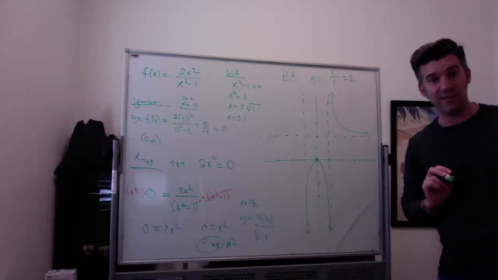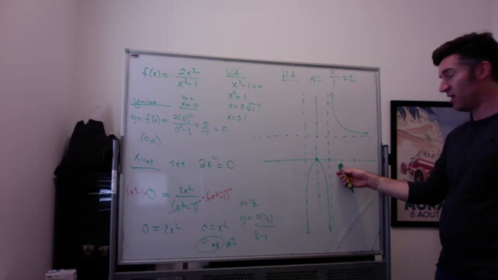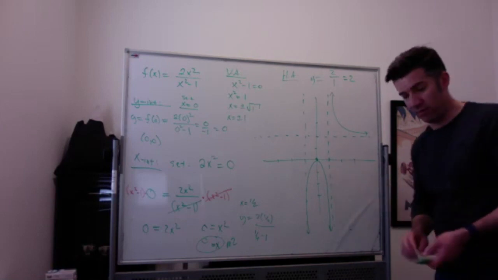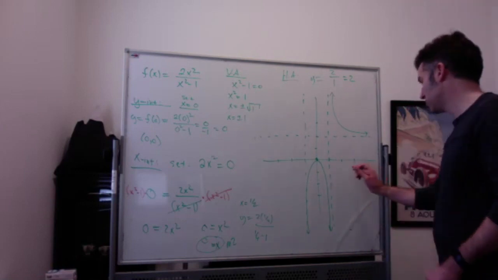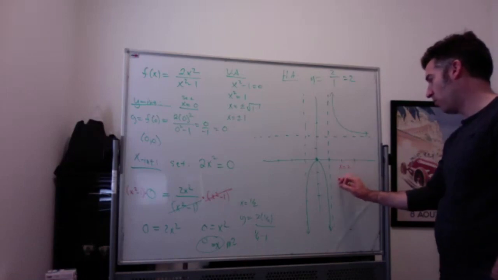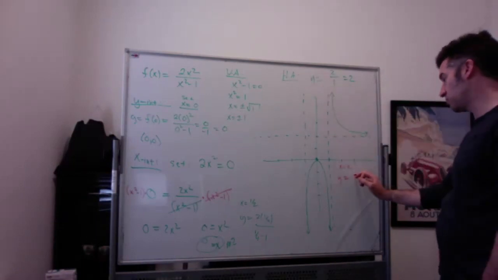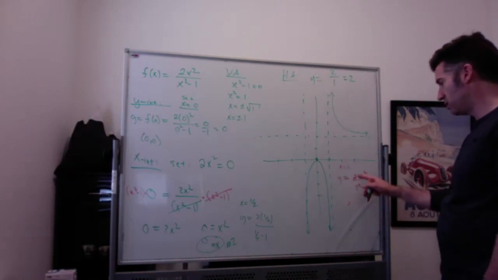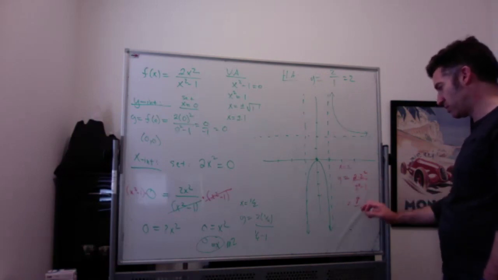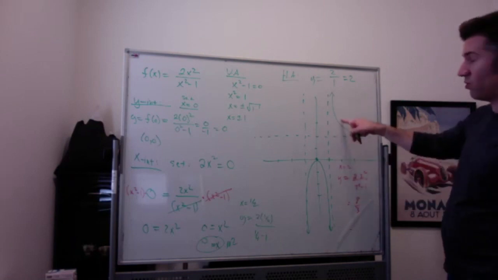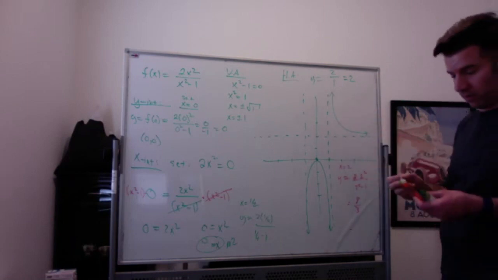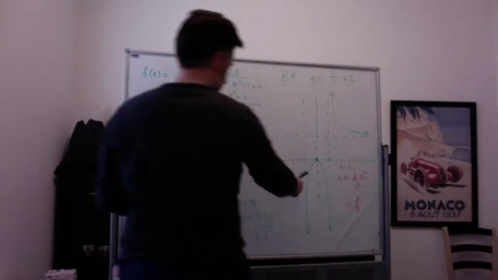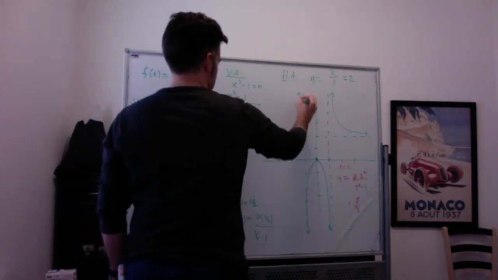Or if you don't like that, you can say, well, I don't know what's happening over here. I'm going to plug in 2. If I plug in x equals 2, I get y equals, let's see, 2 times 2 squared over 2 squared minus 1, which is 2 times 4 is 8, 4 minus 1 is 3. Yeah, when x is 2, y is 8/3. So it has to be positive there. And then the same sort of thing is happening on this side. It has to be like this.